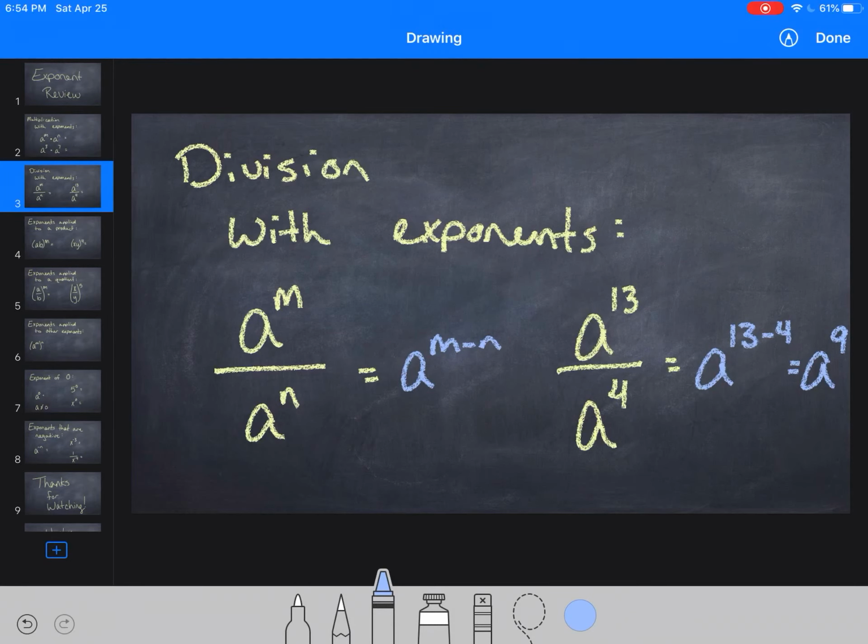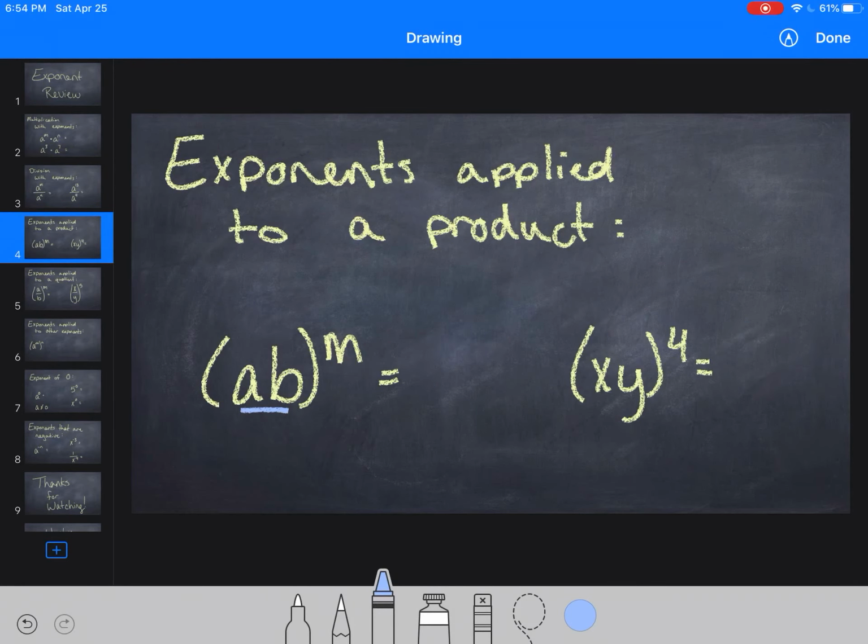If we had exponents that were being applied to a product, that means we're multiplying two separate things together. So a times b. All we would do is distribute that m as an exponent, or whatever exponent was on the outside of the parentheses. We would distribute it as an exponent. So that m would have to go to my a, and it would have to go to my b. So I would end up with a to the m, b to the m.